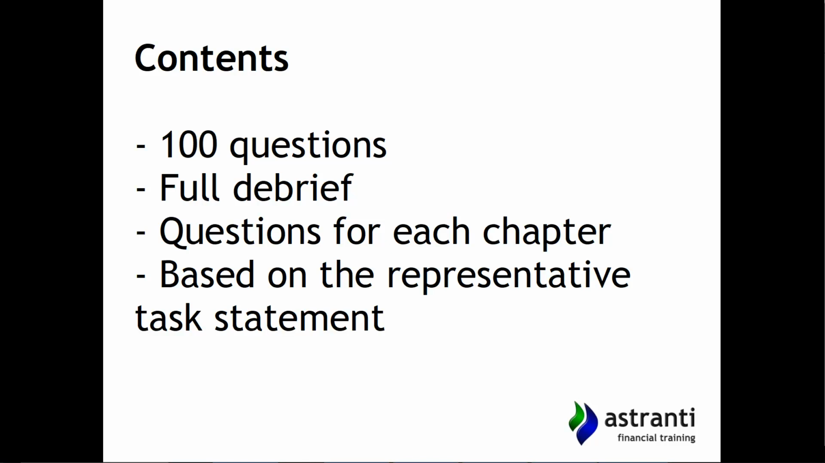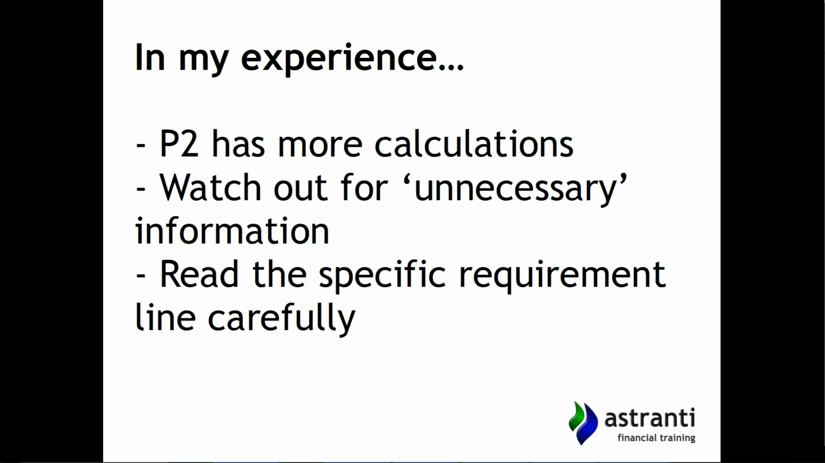So a really useful tool for learning how to answer P2 questions and updating your own approach to the P2 questions. And from my experience as a P2 tutor for many years, and also from creating all these questions around the representative task statements, I've got three main tips to be aware of when it comes to the P2 questions and the P2 exam. And that is that the P2 exam has a lot of calculations. So you must be adept at answering calculation questions. You must know the formulas, you must know the processes and the calculations for answering those questions.